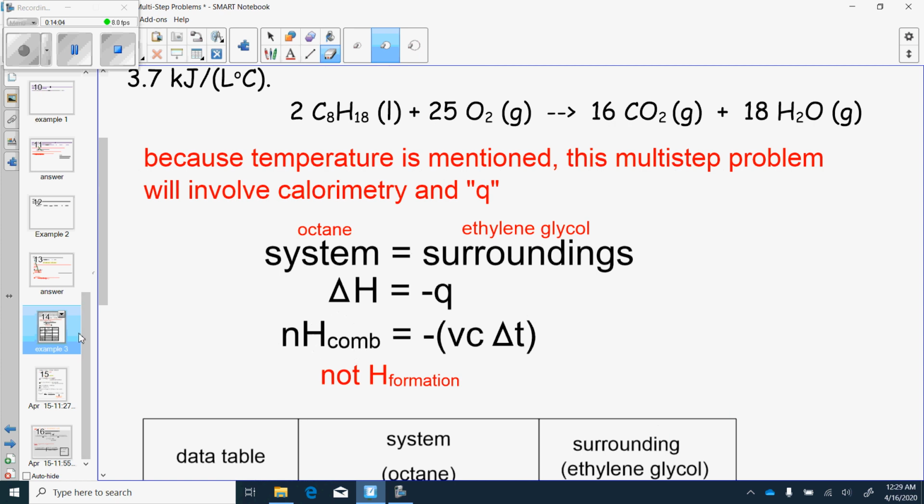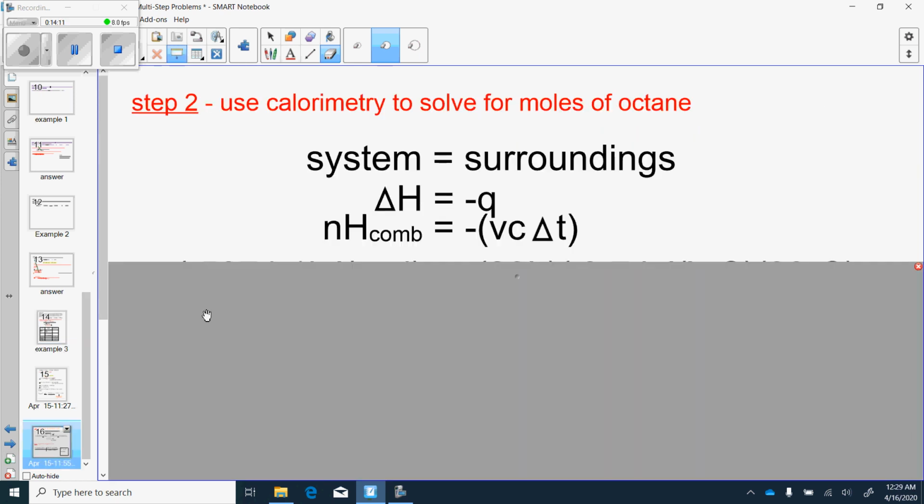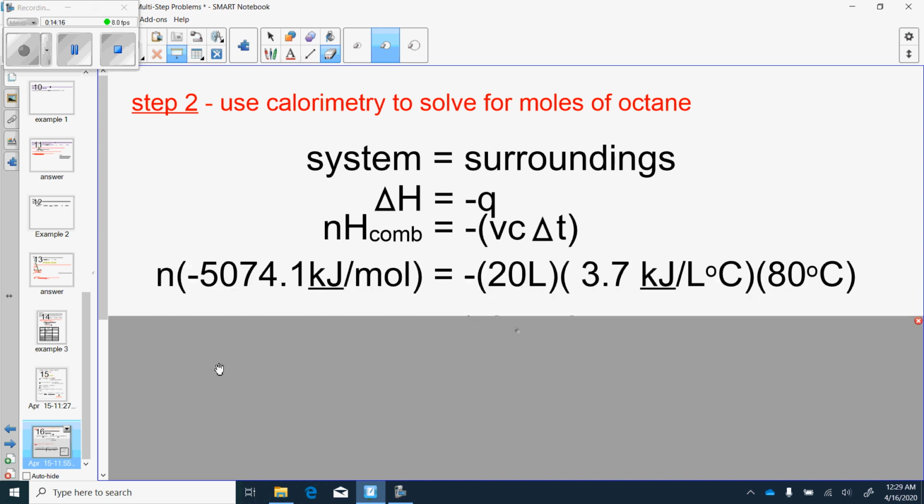So now, let's set that up again. Step 2, let's go back to our calorimetry, and now we have a missing piece we can put in there. We have our change in temperature. We have our specific heat capacity, which was given to us in the question. We have our amount of surroundings, 20 liters. There's our negative sign. We did some work. Now we have the molar enthalpy of combustion here. We're just missing 1 thing, so we can solve for that quite easily.